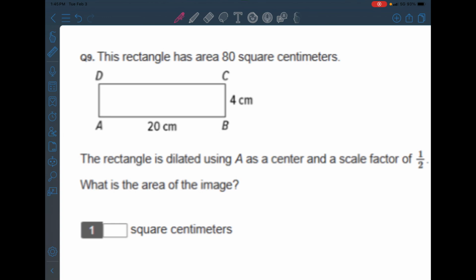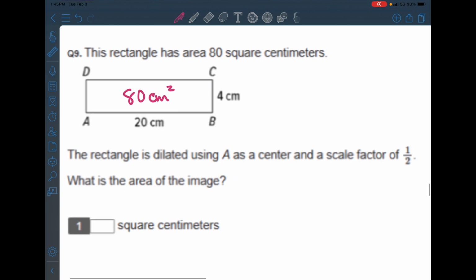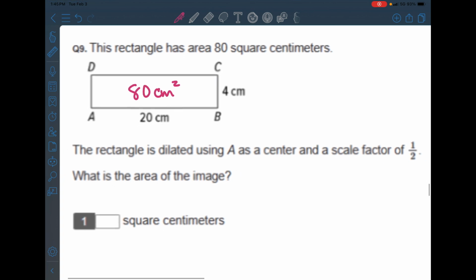Problem: we have a rectangle and it has the area of 80 centimeters squared. The rectangle is dilated using A as a center and a scale factor of 1/2. What is the area of the image?